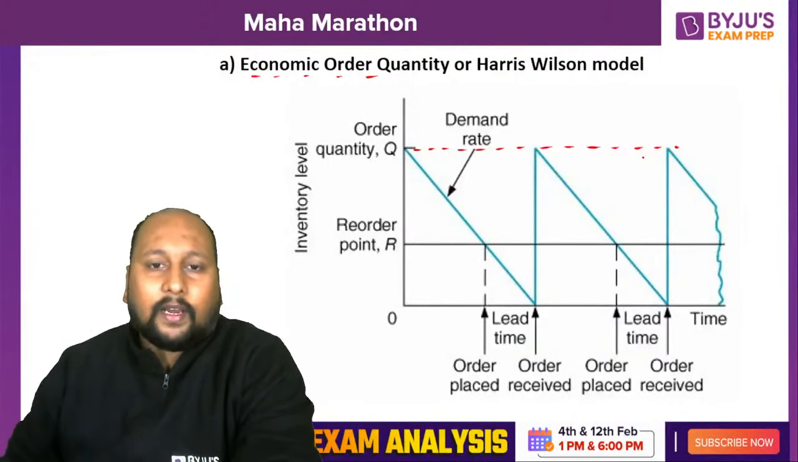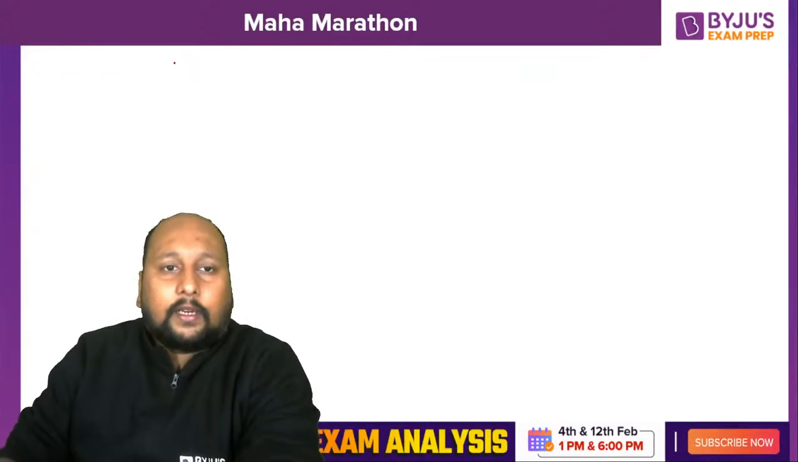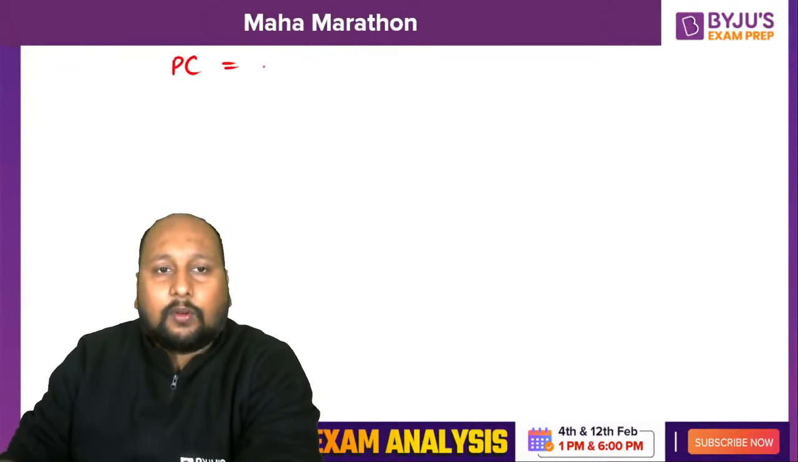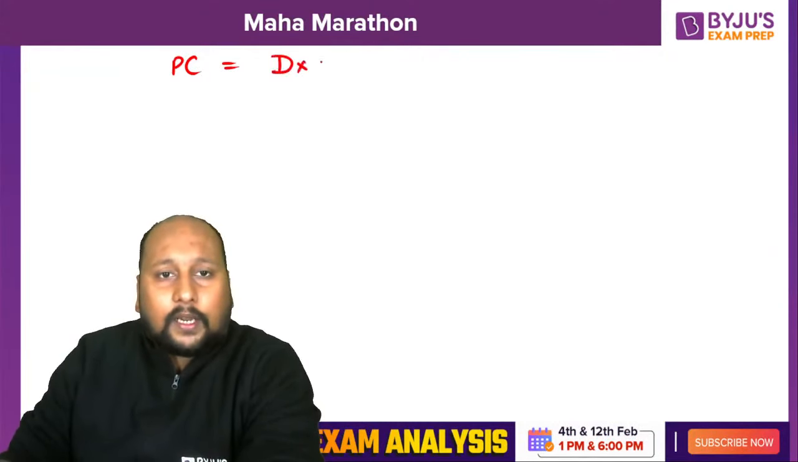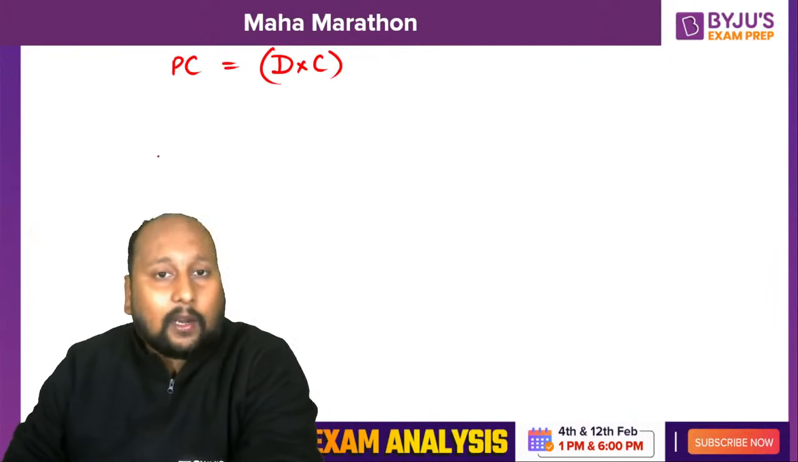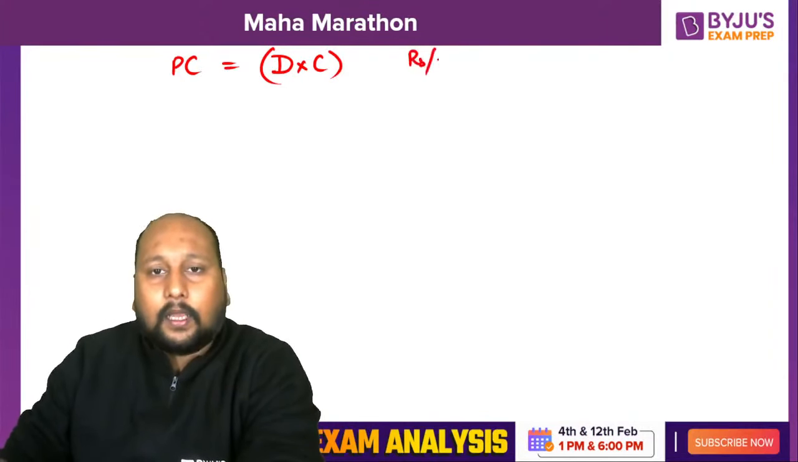Okay, so over here if I try to calculate the purchase cost, it will be equal to the total annual demand into the unit price. That will give us the total purchase cost annually. This will be in rupees per year.